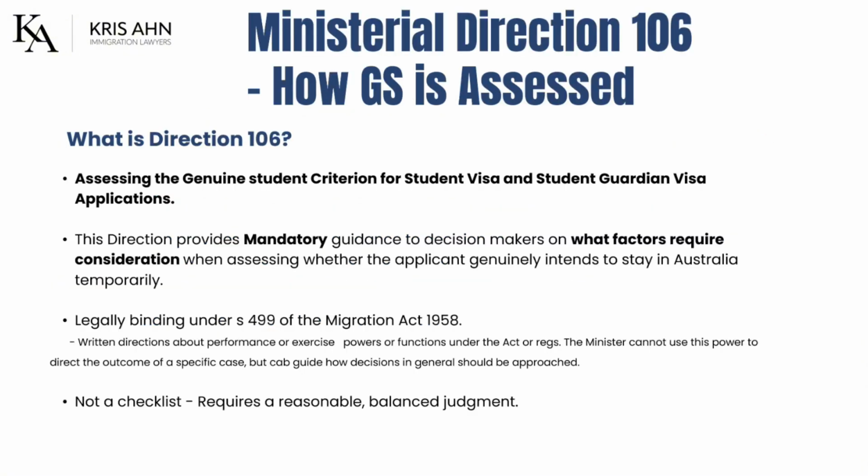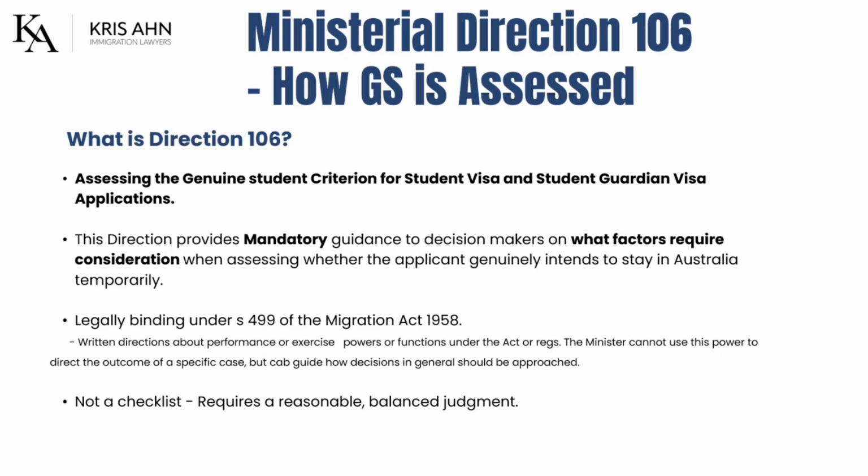Let's talk about Ministerial Direction 106, how GS is assessed. Let's talk about what is Direction 106. It's assessing the genuine student criterion for student visa and student guardian visa applications, which is SC 500 and SC 590. This direction provides mandatory guidance to decision makers on what factors require consideration when assessing whether the applicant genuinely intends to stay in Australia temporarily.